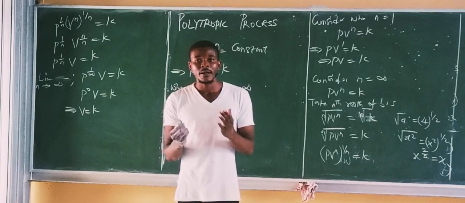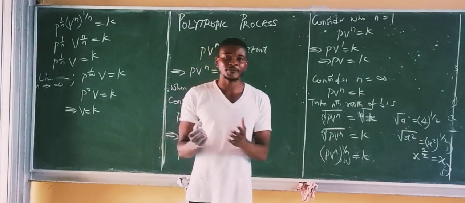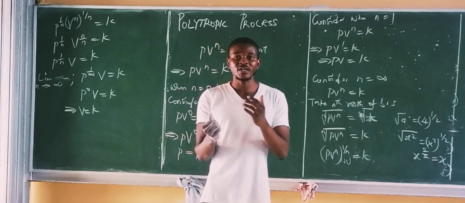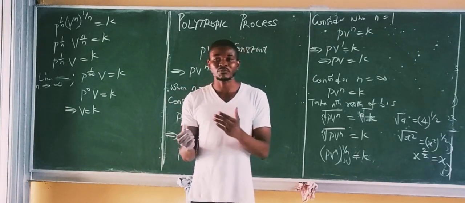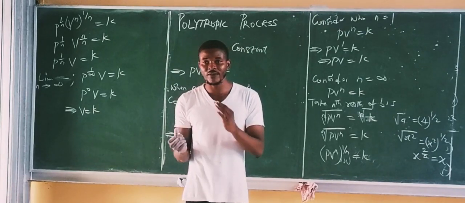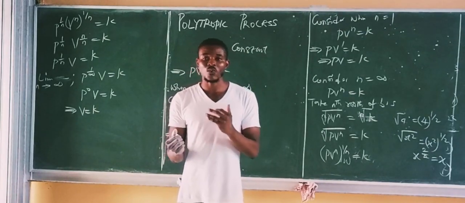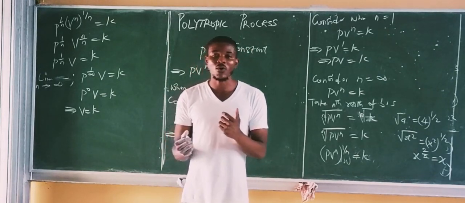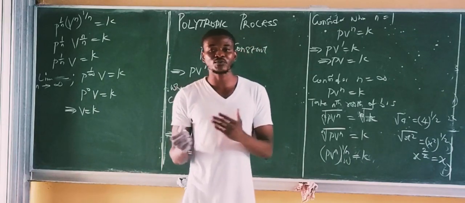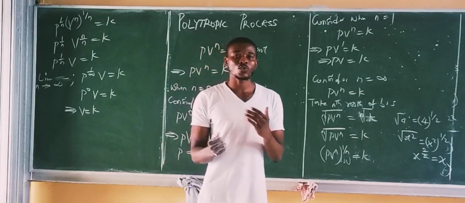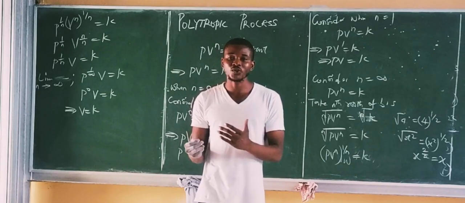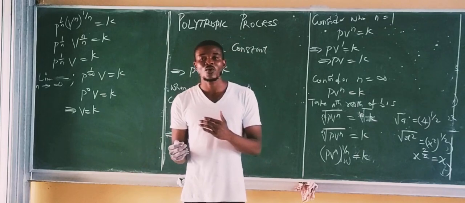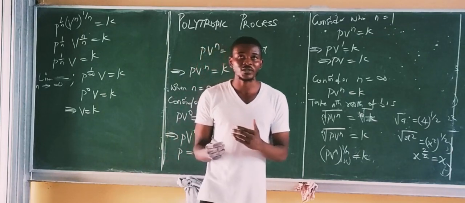Okay, so these are three major conditions or values in which the polytropic index of expansion or compression are of utmost importance. First at 0, second at 1, and thirdly at infinity. So when n is equal to 0, we have a constant pressure or isobaric process. When n is equal to 1, we have a constant temperature or isothermal process. Meanwhile, when n is equal to infinity, we have a constant volume or isochoric process.